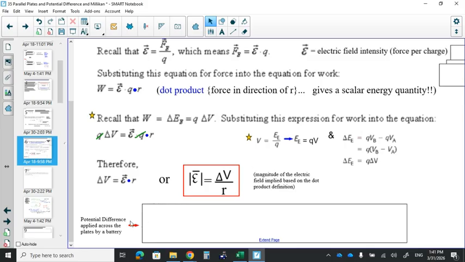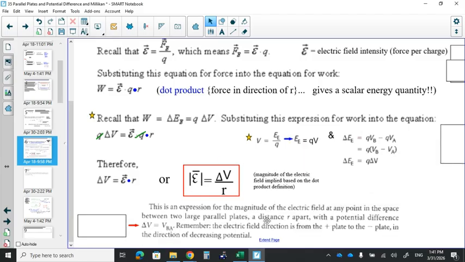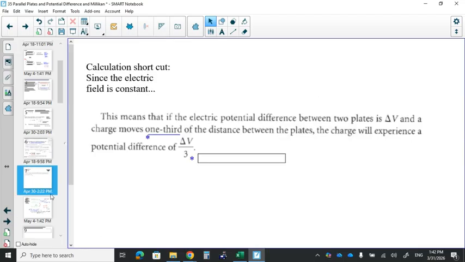So this is an expression for the magnitude of the electric field at any point in the space between two large parallel plates with a voltage applied across. It's what we were looking for. Yeah, and then the electric field, of course, is from the positive plate to the negative plate because of the silly definition of positive current flow. And then that delta V, of course, is that potential difference applied across the plates and so on.